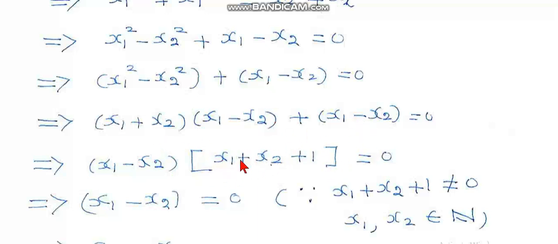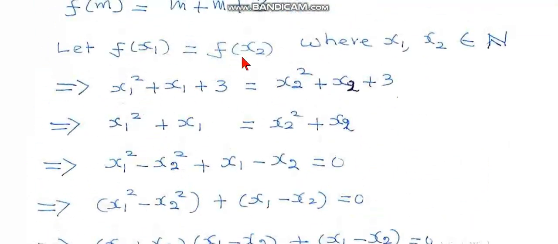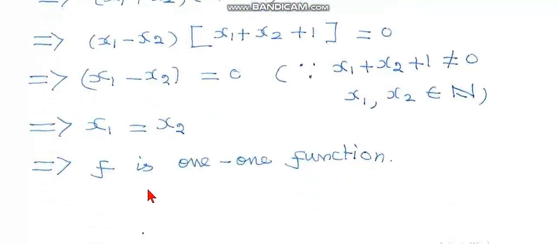But this cannot be 0. The product of two factors is 0, of which x1 plus x2 plus 1 cannot be 0 because x1 is a natural number, x2 is a natural number, plus 1 is a natural number. All are positive natural numbers, so the total cannot be 0. So the only possibility is x1 minus x2 must be 0. So x1 equal to x2. So the assumption f of x1 equal to f of x2 leads us to the result x1 equal to x2. Therefore yes, f is 1-1 function.